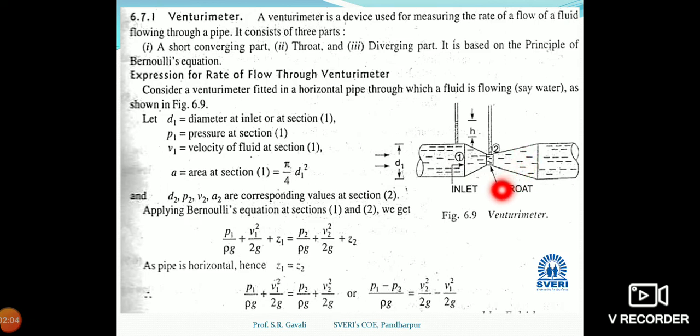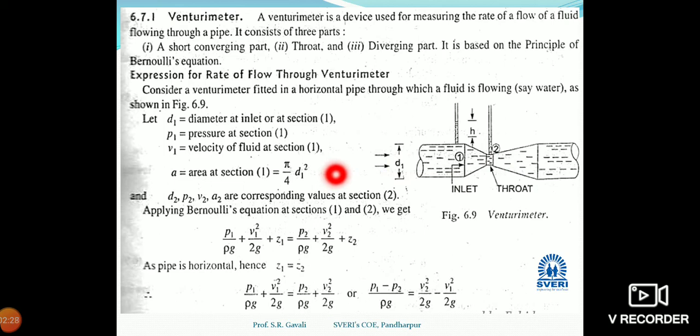If you carry out acceleration within a small length, no problem, but to have the retardation, the flow should remain attached to the surface. For that, the retardation should be carried out over a greater length. Therefore, the divergent section always has more length than the convergent section.